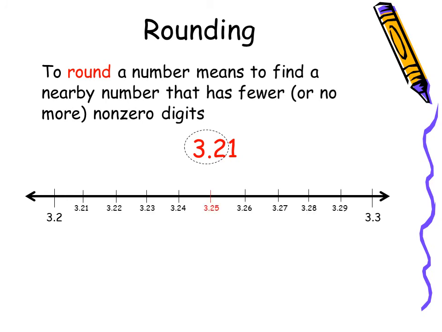So each one of those is 3 and 2/10 and 1 hundredth, 3 and 2 hundredths, 3 and 2 hundredths, and so forth. So 3 and 2 hundredths will fall there, which means that 3 and 2 hundredths is 1 hundredth from 3 and 2/10, and 9 hundredths from 3 and 3/10. Therefore, it's closer to 3 and 2/10.